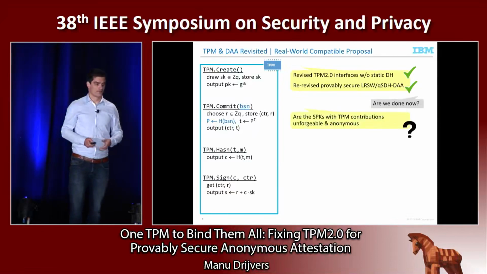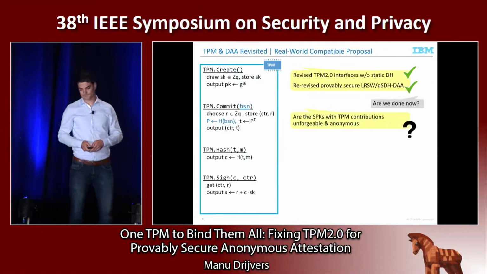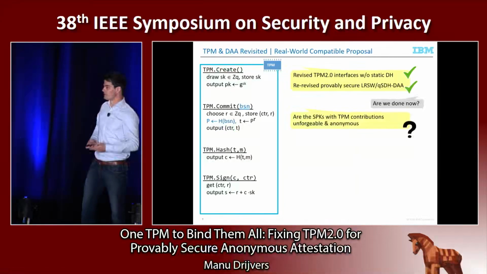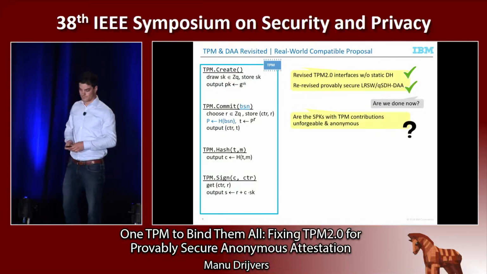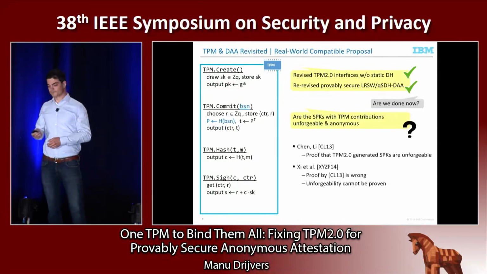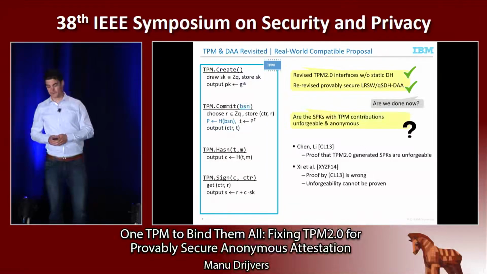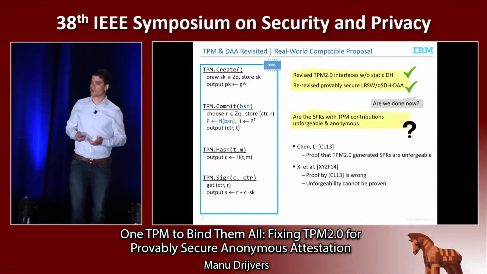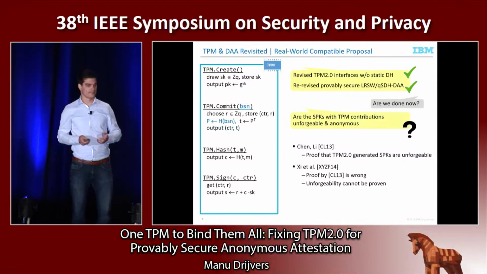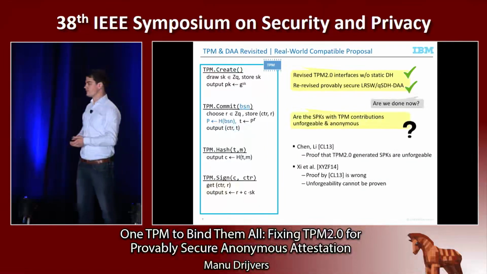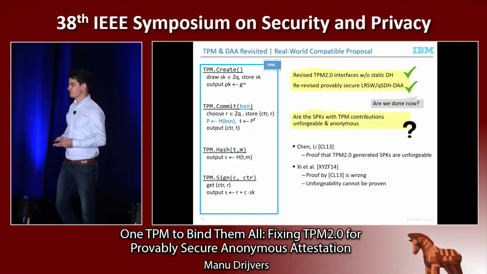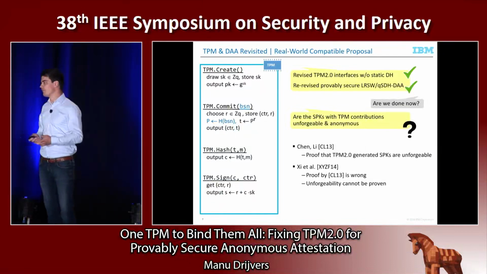So now we're wondering whether we're done. Did we achieve our goals yet? Remember, we need two properties, enforceability and anonymity. So do we have those now? Turns out we don't. When these interfaces were announced, there was a proof that they would guarantee the enforceability that we want to have. But again, unfortunately, there's a flaw in the proof, and this enforceability cannot be proven and might in fact not hold.